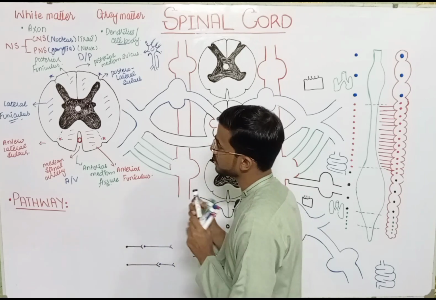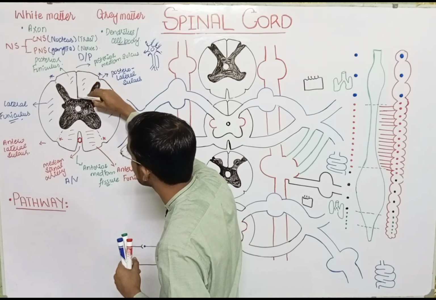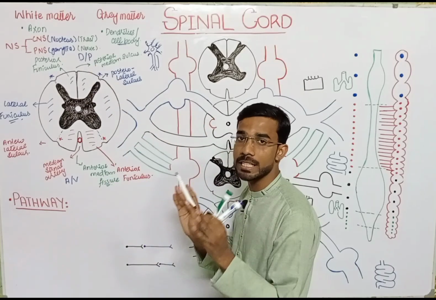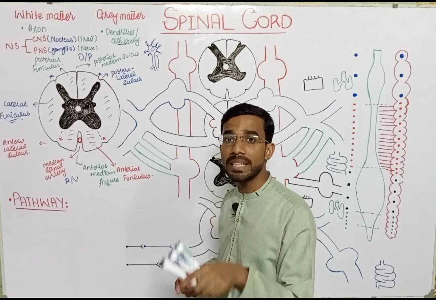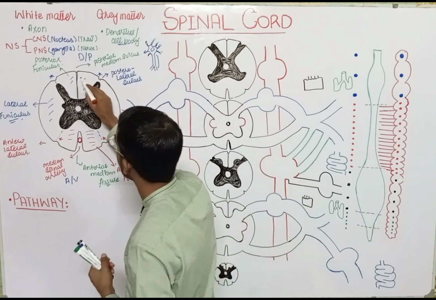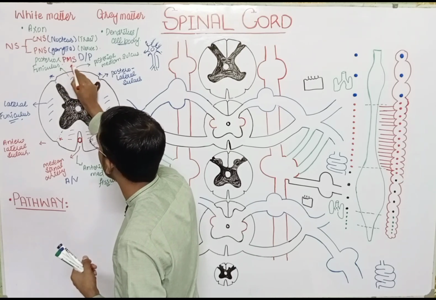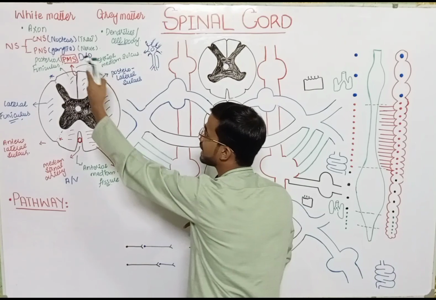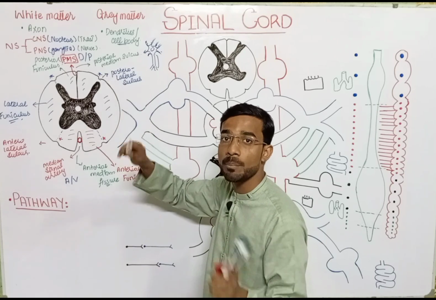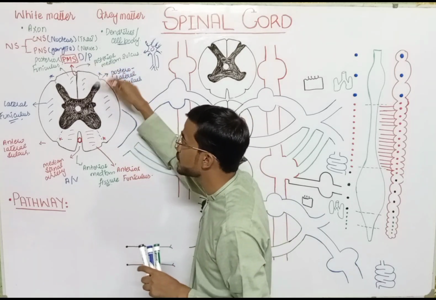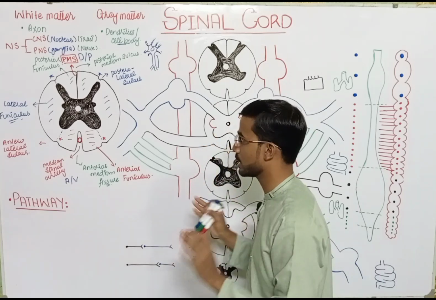If you notice, at the posterior side you see a septum that divides the spinal cord. This septum is called the posteromedian septum, because it is present at the posterior side, in the middle of the spinal cord. It is posterior median septum because it divides the spinal cord into two. So this is the posterior median septum.